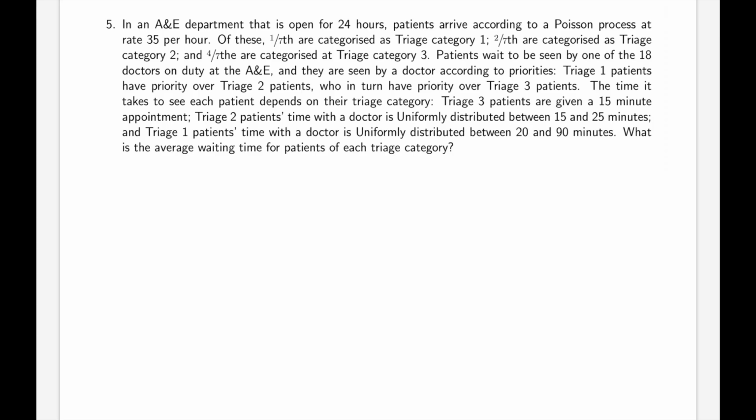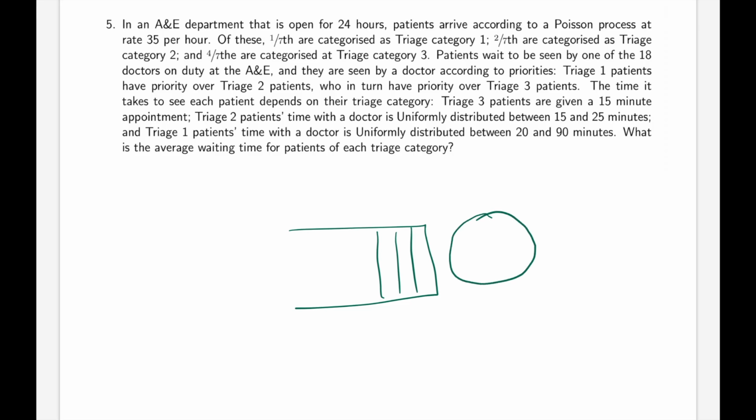The other thing here is that we only have one service centre and one queue. So we could draw this as one service centre and one queue. There are 18 servers. That's a bit too much to draw, so we're just going to put this in here and say that the number of servers is equal to 18. We have 3 streams of patients arriving.